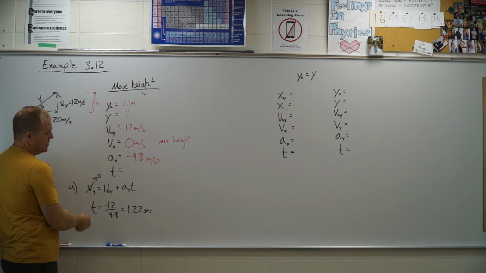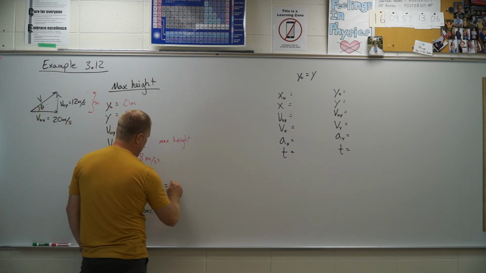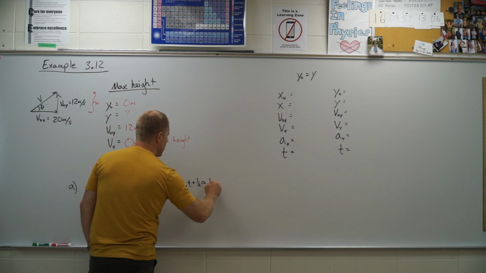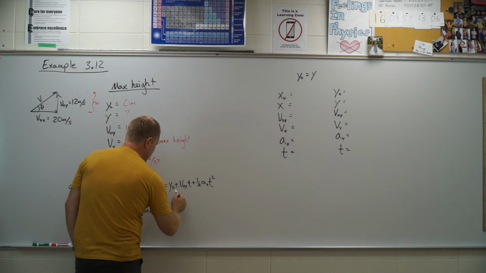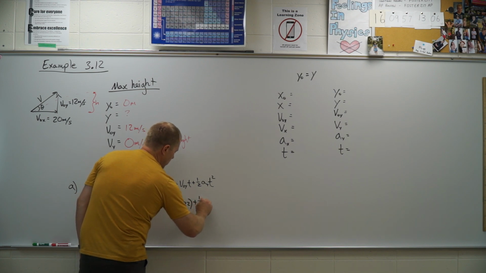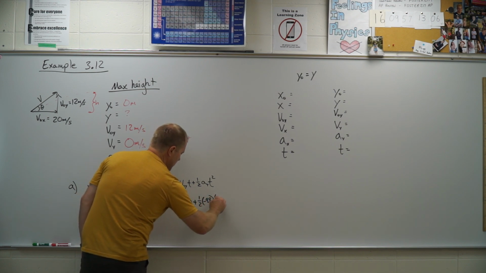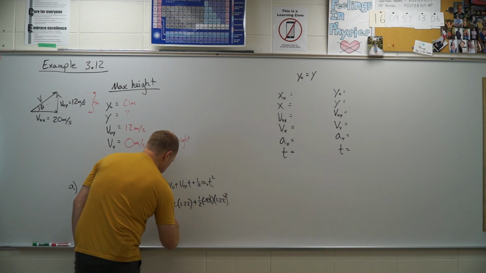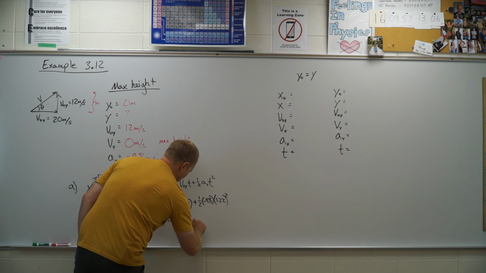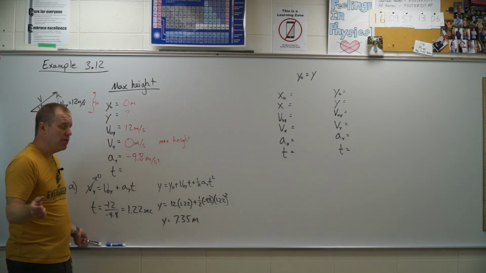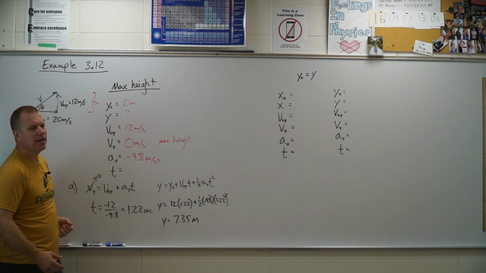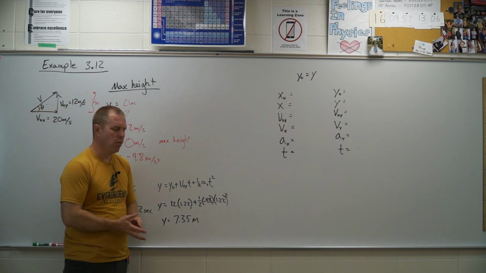Now, to find the maximum height, you can pick an equation that doesn't have time, but now since we know time, we can just go ahead and use equation 2. So y equals y naught plus v naught y t plus 1/2 a y t squared. Plug in those values. So we had 0 there, so we have 12 times 1.22 plus 1/2 times negative 9.8 times 1.22 squared. Plugging that in, we find the maximum height is 7.35 meters. Now, usually when we do two-dimensional motion problems, we need both the x and the y parts. But in this case, when we're doing a max height, you can typically get away with just the y.